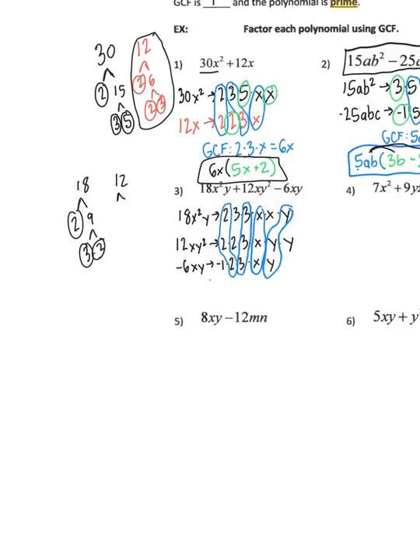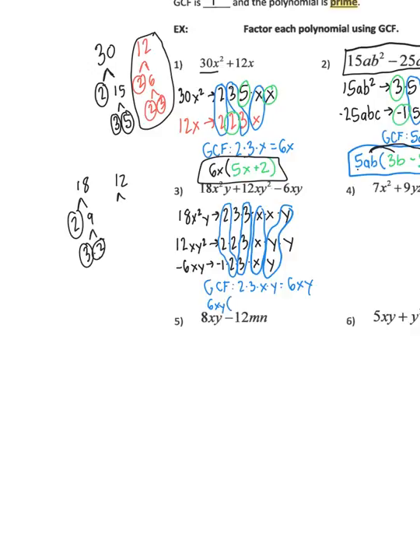So my greatest common factor in this case is 2 times 3 times x times y, which gives me 6xy. So that's my term that goes out front.